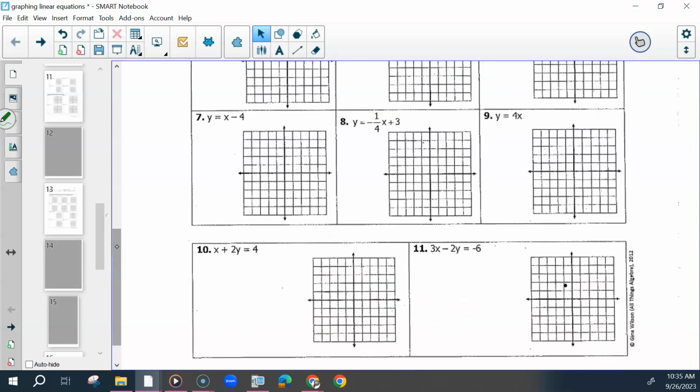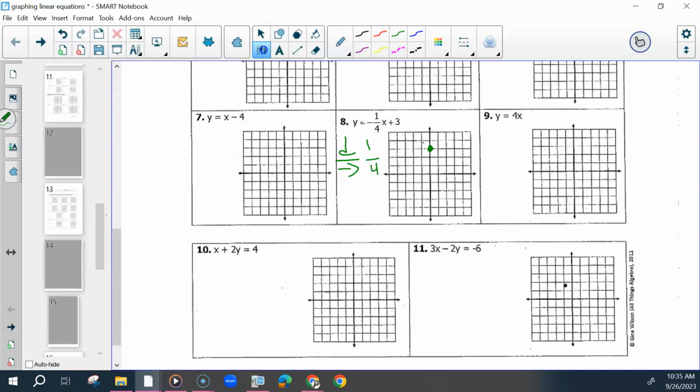Number 8, our y-intercept is positive 3. So go ahead and plot that point. Our slope is negative 1/4. What directions could I go to get a negative? Down and right. Down and right.